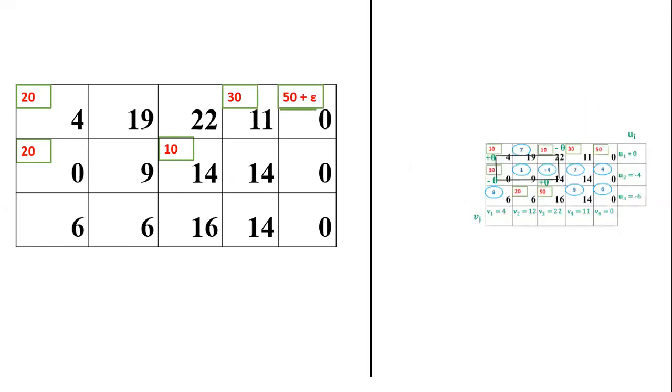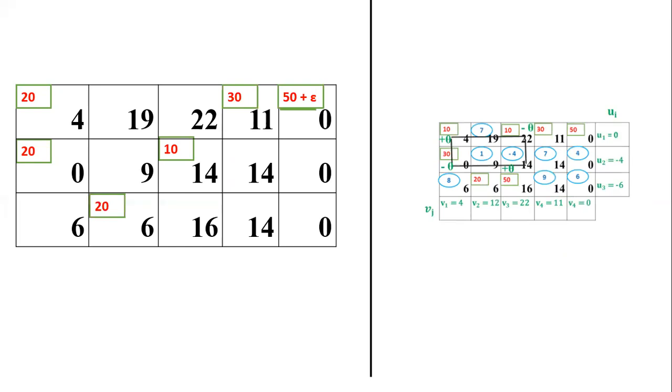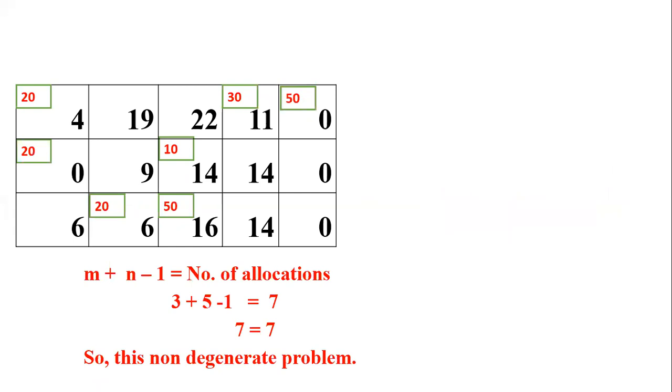So 30, 50 plus epsilon, 20, 50. So again you have to check whether it's degenerate. Wherever the allocations change, there you have to check whether it is non-degenerate or degenerate. So 3 plus 5, 8 minus 1, 7. 7 equal to 7. So this is the non-degenerate problem. So automatically, non-degenerate, optimality testing, UIBJ.